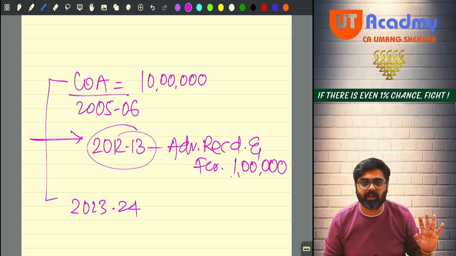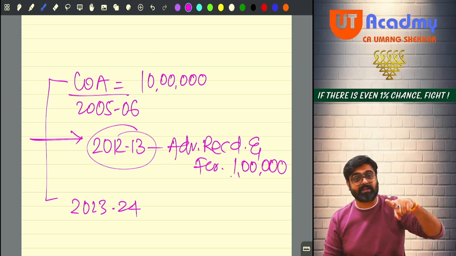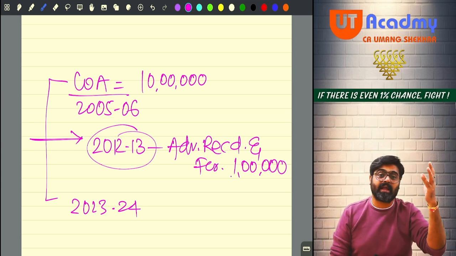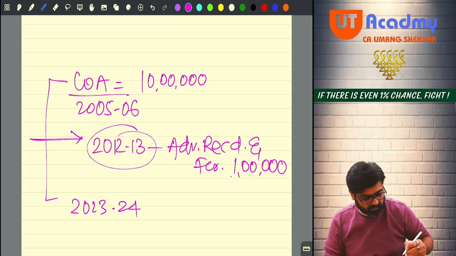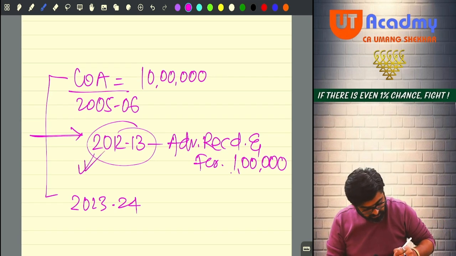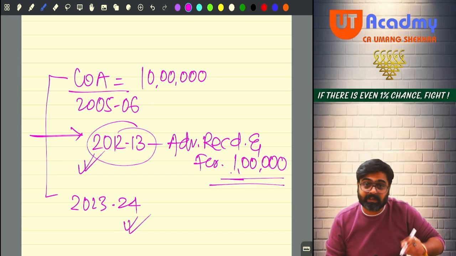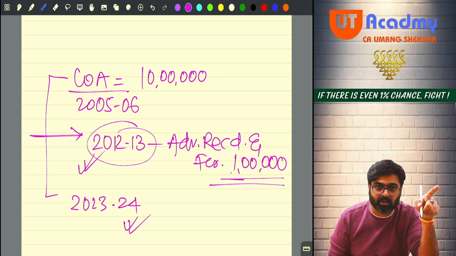What the assessee was saying: first I will entirely index 10 lakhs, then from that I will reduce 1. That means he is trying to claim the indexation from 12-13 to 23-24 on 1 lakh, which is wrong, which he cannot do.